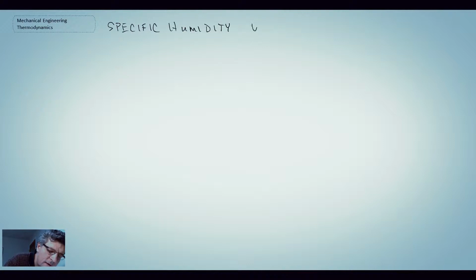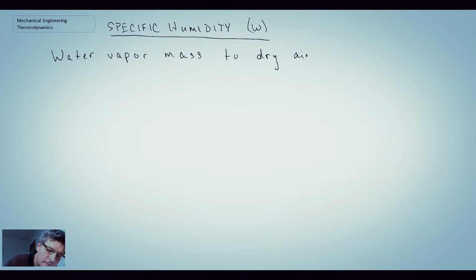And this is given the symbol omega. And it is defined as being the water vapor mass to the dry air mass. So the mass of the water vapor to the mass of the dry air.